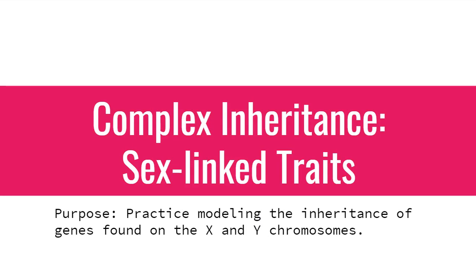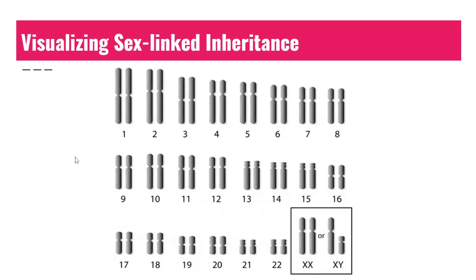Welcome to our next video in the second half of genetics, looking at complex modes of inheritance. This one today is going to be on sex-linked traits. We're going to practice modeling what the inheritance of genes found on the X and Y chromosomes looks like. How can we do Punnett squares with these?